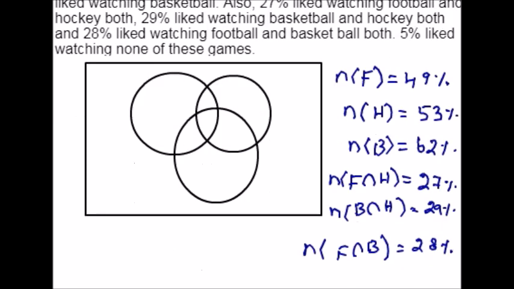Finally, it is given that 5% liked watching none of these games. So n(F ∪ H ∪ B), the number of elements within these circles, would be just excluding that 5. Can you follow so far?